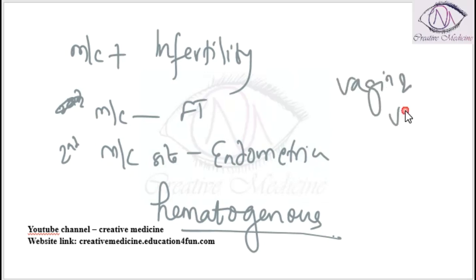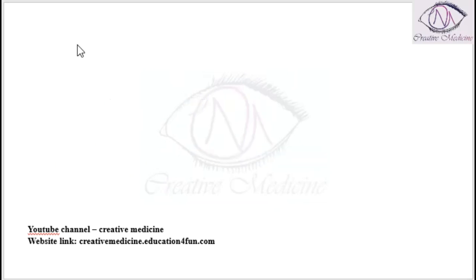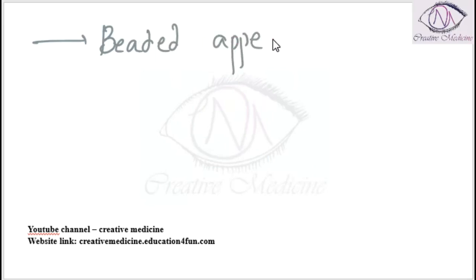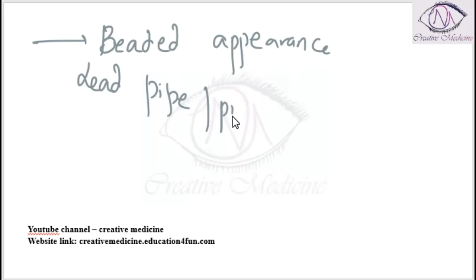In genital tuberculosis, hysterosalpingography is contraindicated. But if hysterosalpingography is done, the following features will be seen. There will be a beaded appearance of the tube, or beads on string appearance. There is a lead pipe appearance of the tube, or pipe stem appearance of the tube.